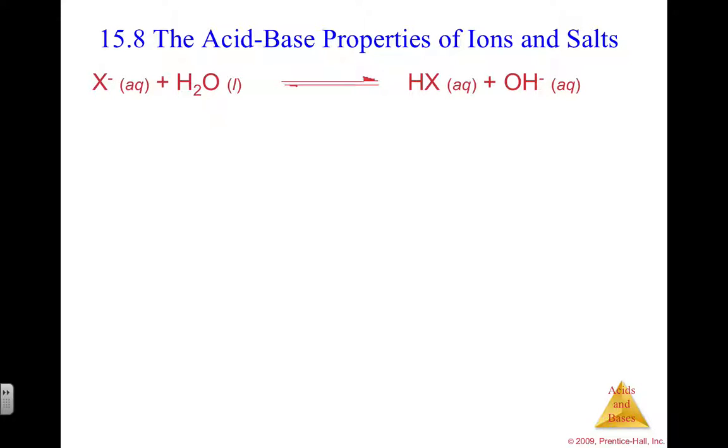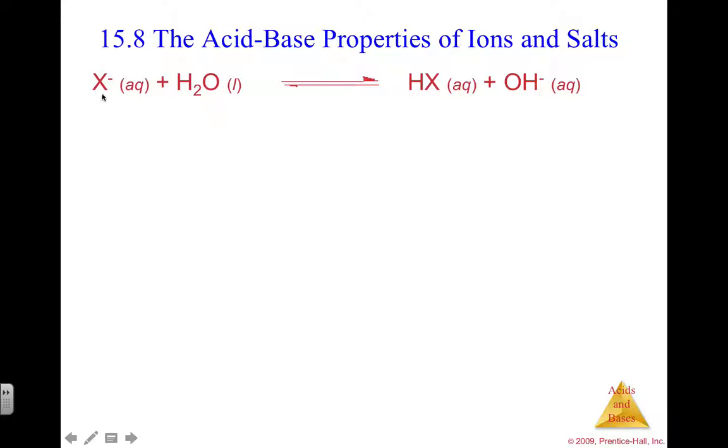Okay, so now we're going to go ahead and shift gears a little bit. So we're still in chapter 15. Now we're starting section 8, the acid-base properties of ions and salts. So up until this point, we've looked at the acidic properties of weak acids, the acidic properties of weak bases, strong acids, strong bases. Now we're going to look at salts. Remember, a salt is just a soluble ionic compound. So we're really just looking at our ions.